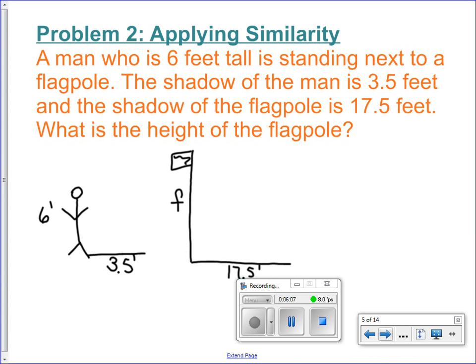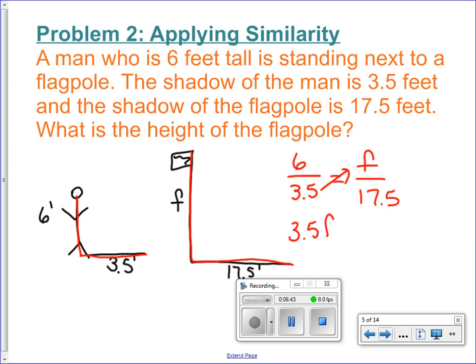So let's set up our similarities here. And there's a couple ways that we could do it. The way I think I'll set it up is we're going to set up the height of the man, 6, as compared to his shadow, which is 3 5/10 feet. And that ratio will be the same as the height of the flagpole compared to its shadow, 17.5. All right, let's cross multiply.